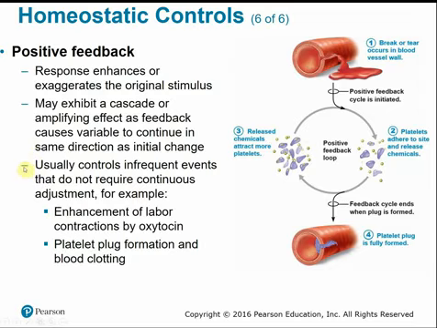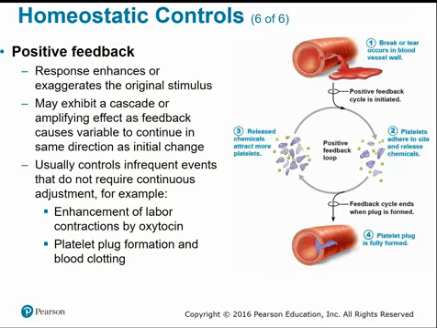So positive feedback is a bit more rare than negative feedback because usually if something is wrong with our homeostasis, we want to restore it. We don't want to make it worse. So one common example is enhancement of labor contractions by oxytocin. So that's a hormone. So once this process starts and the contractions begin, you don't want to turn them off. You want them to ramp up and get more intense and stronger in their contractions to help push the baby out.